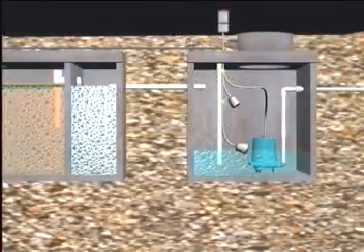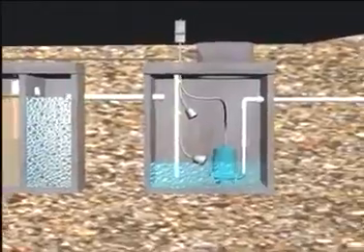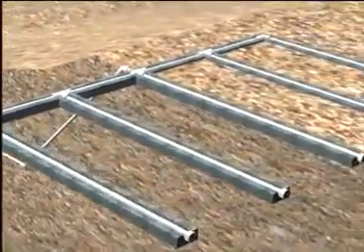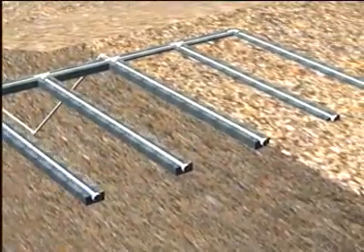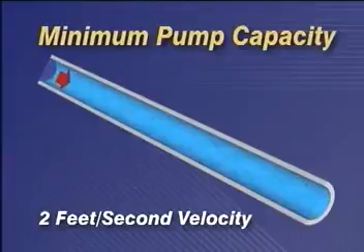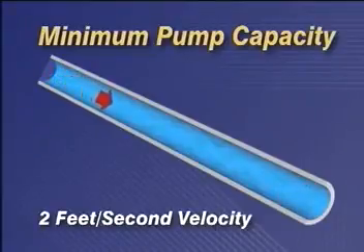2 primary factors will enter into our pump selection process. 1, the flow rate or pump capacity required to meet the demand of the system. And 2, total dynamic head. The demand of the system is determined by local codes and/or the system designer. Minimum pump capacity is that flow rate necessary to transport solids, generally accepted to be equal to a velocity of 2 feet per second. For most applications, the minimum flow requirements are sufficient.